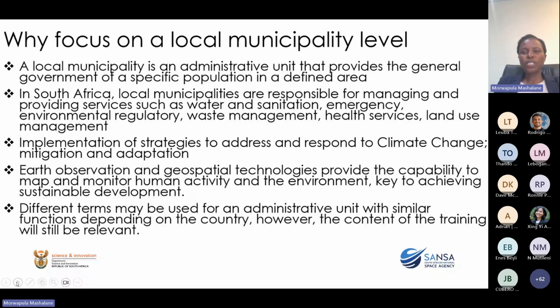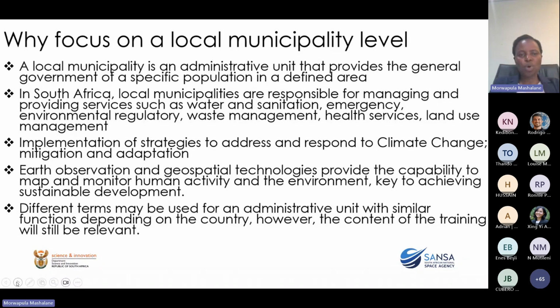So maybe before we start, why focus on local municipality areas? So we can maybe look at the definition. A local municipality is an administrative unit that provides general government of a specific population in a defined area. In South Africa, local municipalities are responsible for providing a number of services, including water and sanitation, emergency services, environmental regulatory services, waste management, health services, land use management, amongst others.